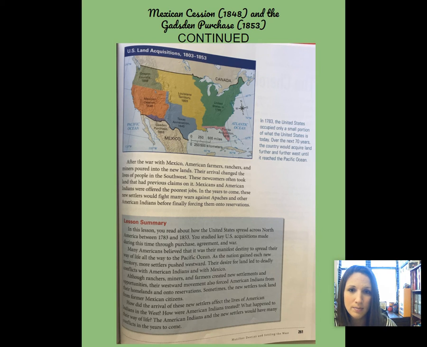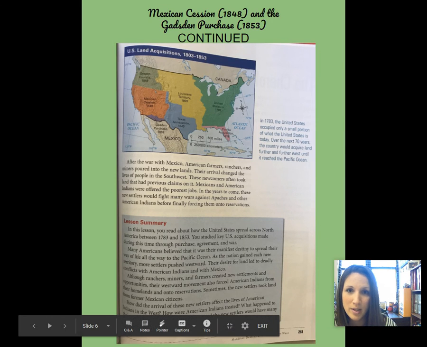So today, again, you're going to have to tell me, how did America acquire this land from Mexico? And I think I just told you. And then how did it affect those people that were already living there? And know the difference between the Mexican Cession and the Gadsden Purchase. All right.